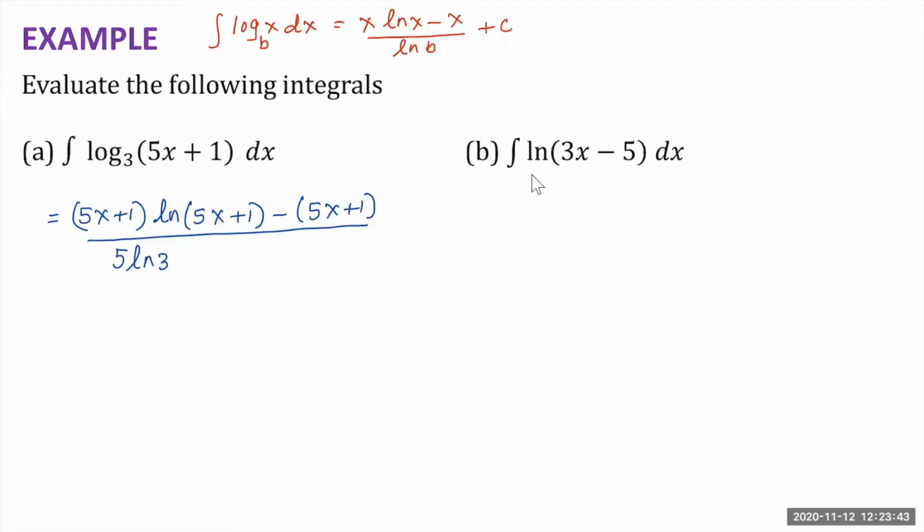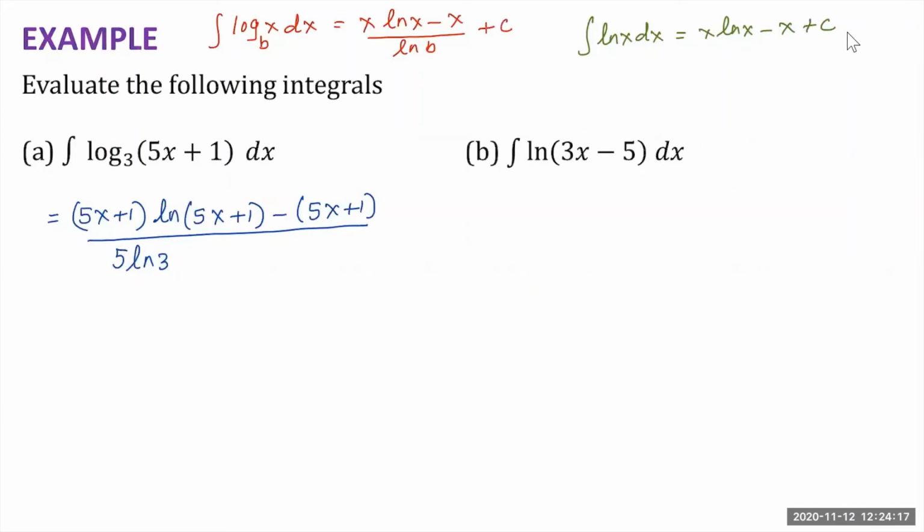Now let's work on part B. In part B, we have to evaluate the integral, which is natural log of 3x minus 5 dx. Now, if we recall the formula, we have the integration of natural log x dx equal to x natural log of x minus x plus c. That's our formula. If I want to use that formula over here, you can see in our formula, the argument is x, but here the argument is 3x minus 5. So that's a composite function with the inside function as a linear function.